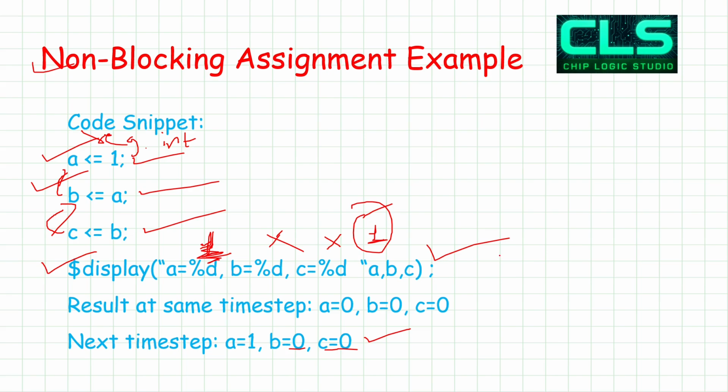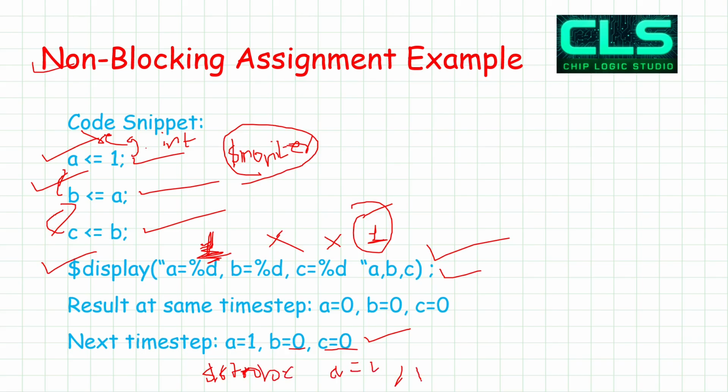But what if we want the value? We want something to get the values of A, B, C now. So you will see these values in $monitor or $strobe, because its region is after the NBA region. After the NBA region we will get all the values of our A, B, C in $monitor or $strobe. For example, if we are using $strobe, we will get A equal to 1, B equal to 1, and C equal to 1. All the final values of our assignments.